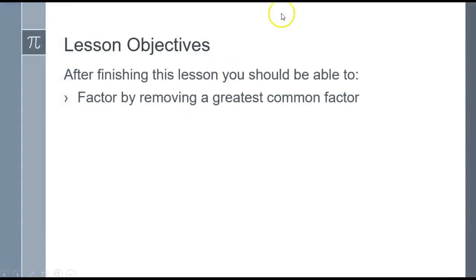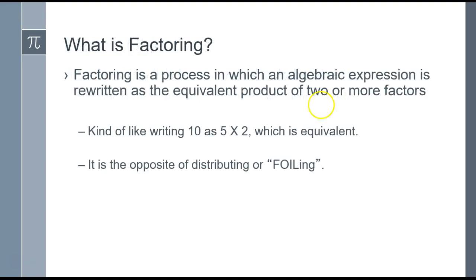And this is very important because any time we factor, we remove the greatest common factor first, and that makes the rest of the problem simpler. So what is factoring anyway? Well, it's kind of like undistributing, or it's the reverse of the process of multiplying.